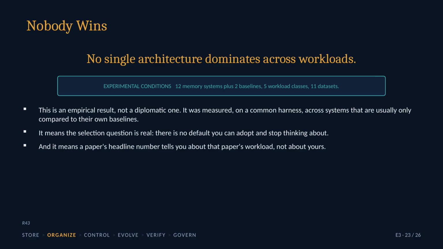It was measured. What it means practically is that the selection question is real, there is no default you can adopt and then stop thinking about. And it means a paper's headline number is telling you about that paper's workload, not about yours. Which is close to the most useful thing a benchmark paper can tell you.